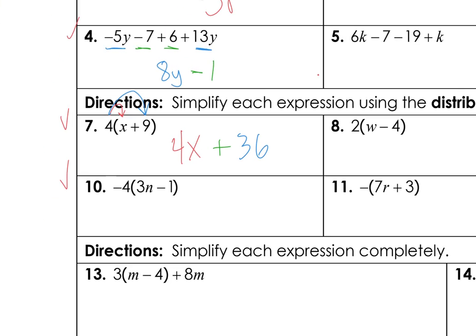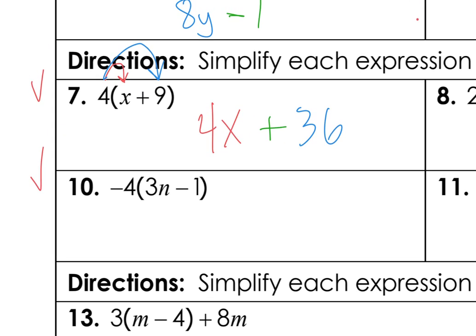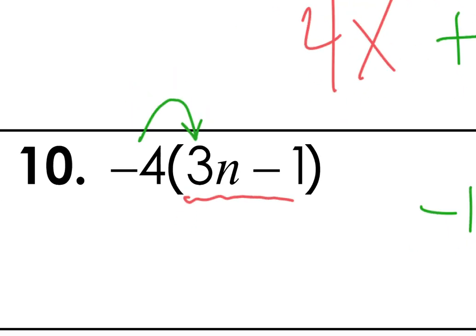Next, same thing as the previous one. We cannot combine these, even though they're inside the parentheses. So we're going to distribute negative 4 times 3n. And if you're like, but I don't get why we're multiplying, why did we multiply here? Why are we multiplying here?